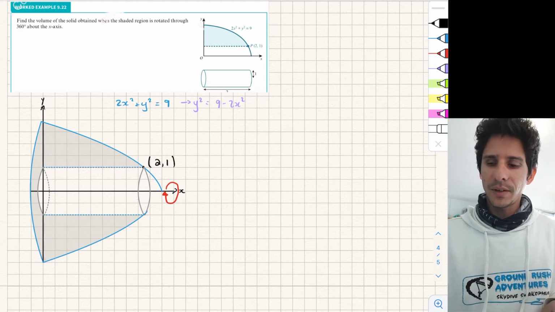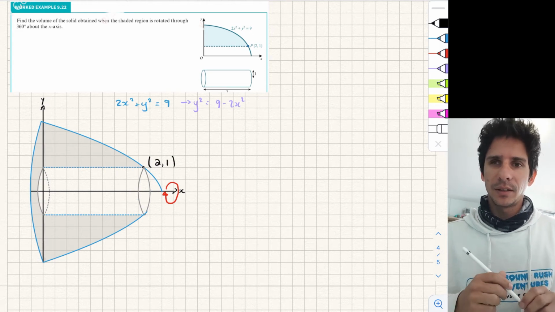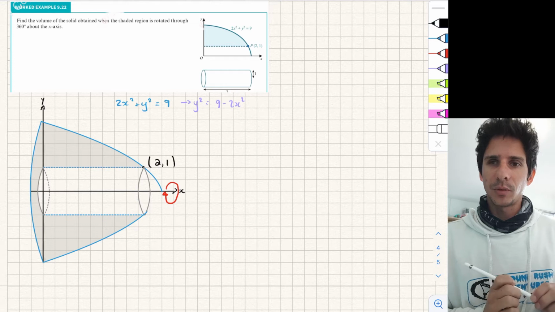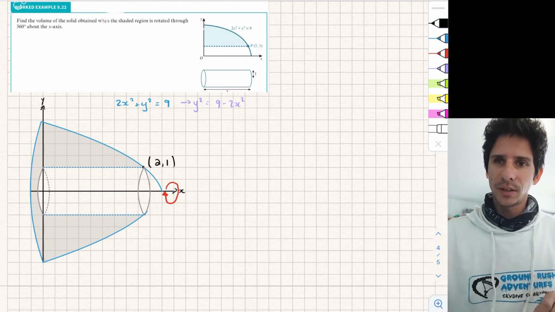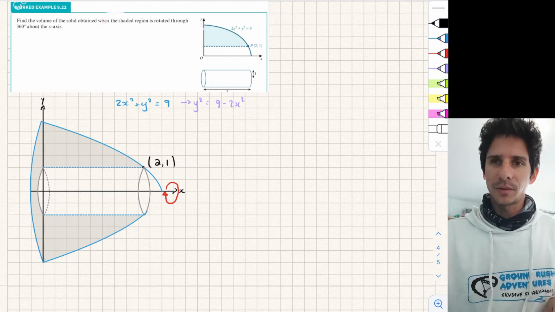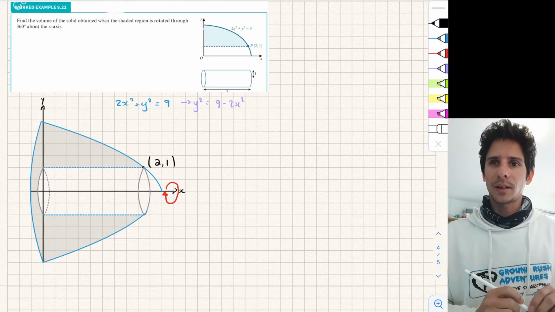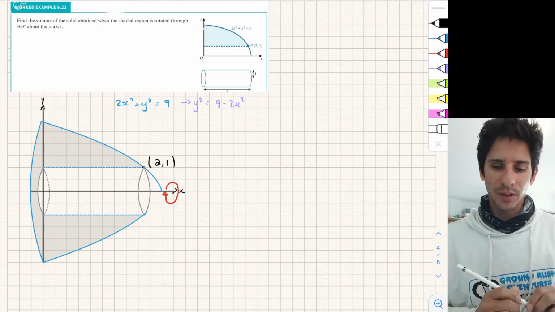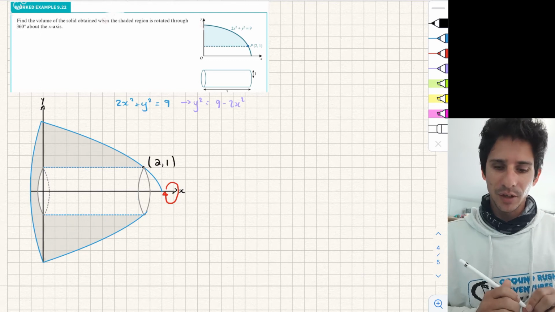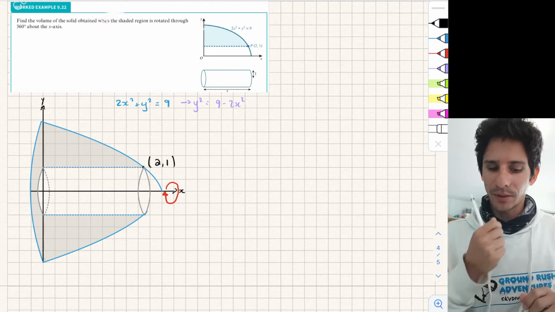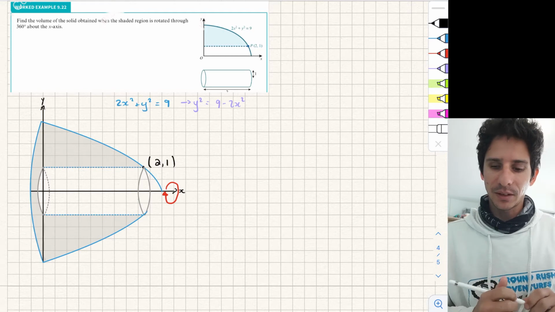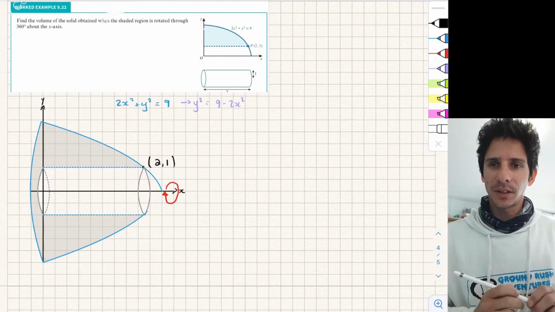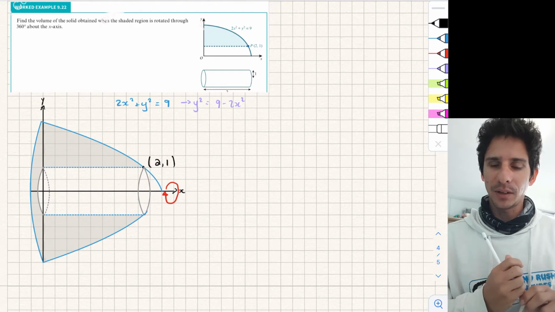Right, we're going to look at a different kind of problem with solids of revolution. This is one with a little bit of a trick. If we have a look at worked example 9.22, you'll see we have this shaded region that's rotated around the x-axis. But the difference between this and a usual solid of revolution is we have this gap between the x-axis and the shaded region.